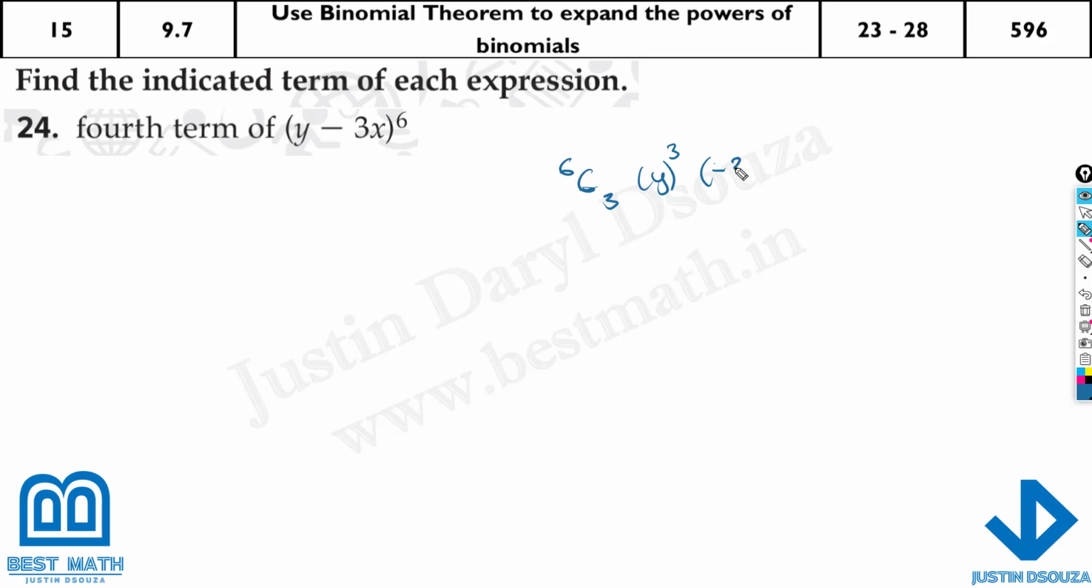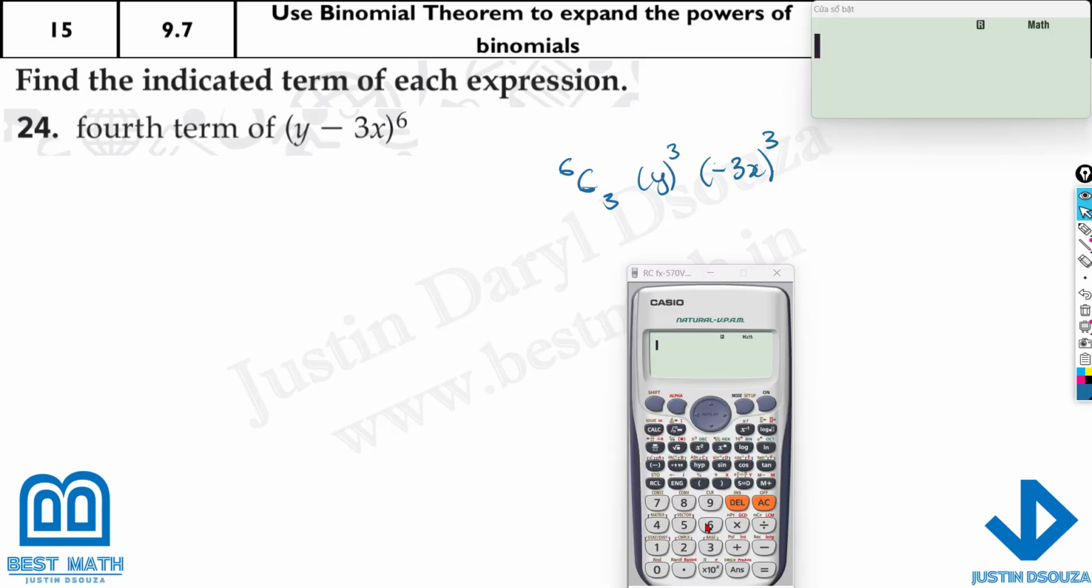Now what about the next term? It's minus 3x raised to the power, whatever is down, it's 3. So here, let's put in the calculator and then we can write the coefficient, the variables. The coefficients are the numbers 6c3 and minus 3 is raised to how much? Power 3. So we'll put 6, C is shift and division symbol, and then 3, multiply it with, now open the bracket, it's minus 3, close the bracket and raise it to the power 3. It's minus 540. So the answer is minus 540 y power 3 x power 3.